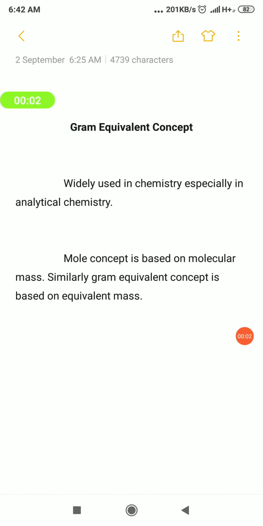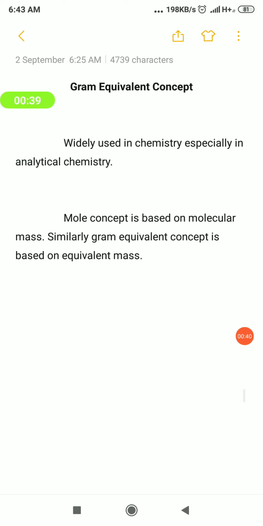Hello students. The next concept we are going to see in 11th chemistry is the gram equivalence concept. It's different, because you didn't have any idea about this concept. It's a new concept we are going to study only in this 11th standard. This term, gram equivalence, is widely used in chemistry, especially in the field of analytical chemistry, which means in the field of researchers, it's most widely used.